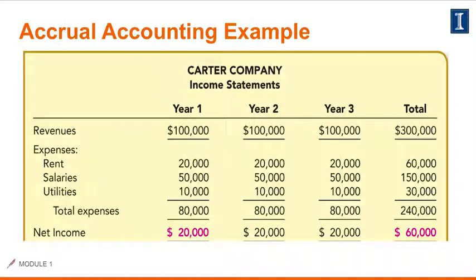So what did you notice now? The 3-year totals are actually the same, right? They're both $60,000. But the timing of the recognition of that $60,000 is what differs, which is quite honestly the major difference between cash accounting and accrual accounting.